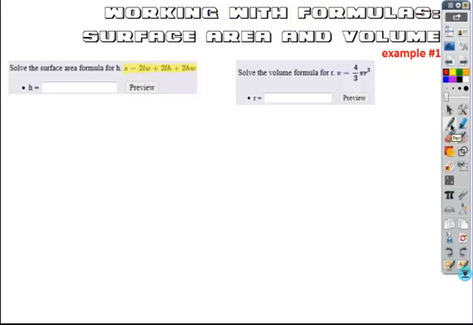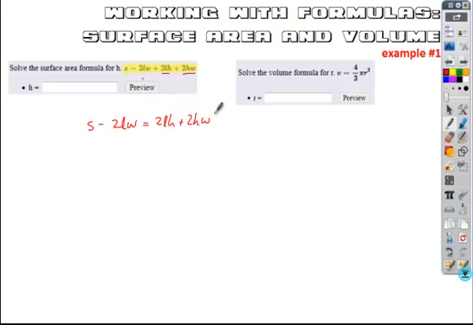2 times length times width plus 2 length times height plus 2 height times width. Okay, but you're asking to solve it for the h value. So in order to do that, you need to isolate the terms that contain h. So here are the 2 terms that have h in them. So we're going to subtract this 2lw from both sides and leave the 2lh plus 2hw alone on the right.